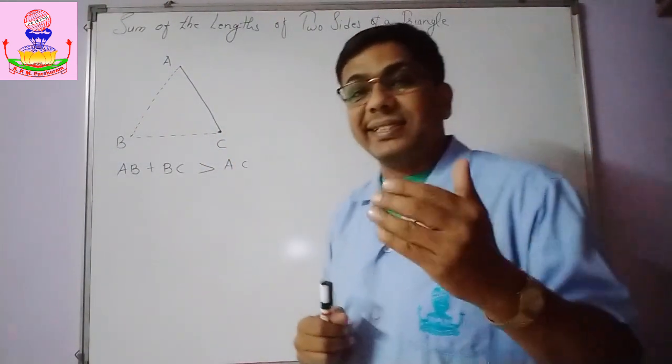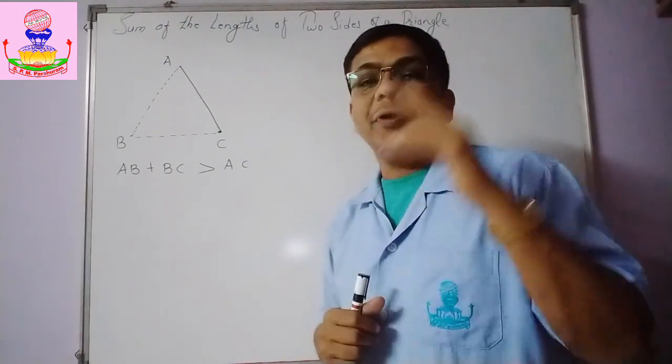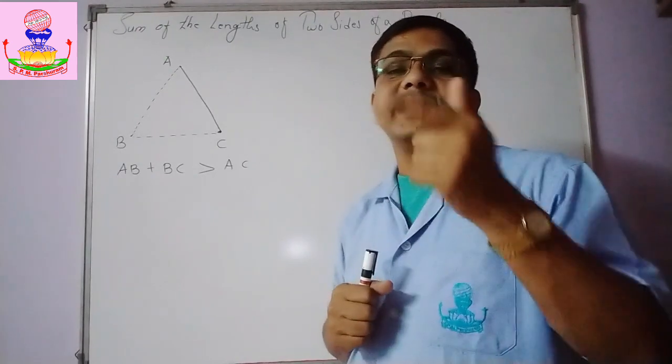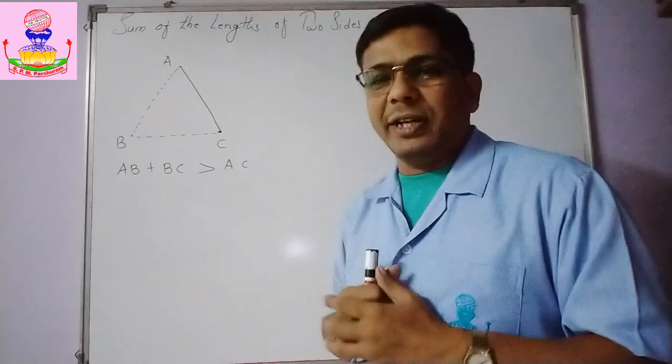Same game you play with 3 different points, you will get the same results. Okay, so what it suggests is that the sum of the lengths of two sides of any triangle is always greater than its third side. Where it is useful, we'll come to that.